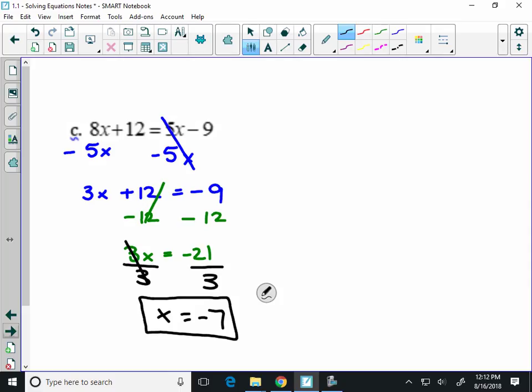Those are the type of problems you're going to see a lot of that we're going to solve: binomial equals a binomial, in geometry. Important to know how to do those. Okay. Questions over that?